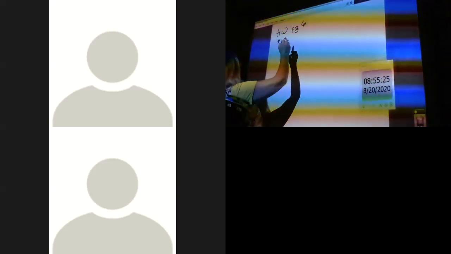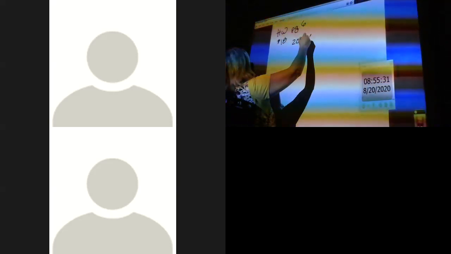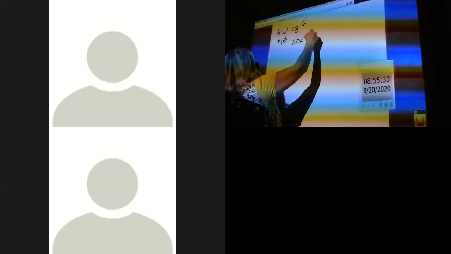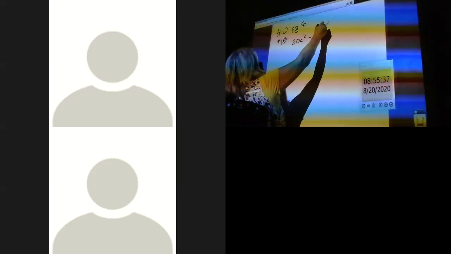All right, Isaac has a question. So what number is this on the homework? Number 8. On page 6. Page 6. And if you will, call it out to me. 20c squared minus 45d squared.